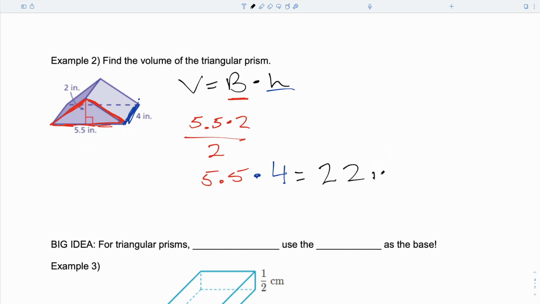Units is inches, and it's not just inches or inches squared. It is inches cubed with a 3. Volume always has a little 3 at the top.